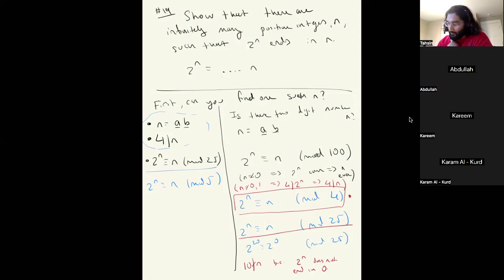What we're looking for is n a 2-digit number that's divisible by 4, and 2 to the n is congruent to n modulo 5. I think you can find all the n with this property. Think about the sequence of powers of 2 mod 5. What do they look like?